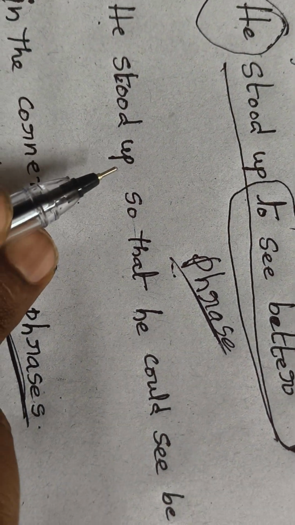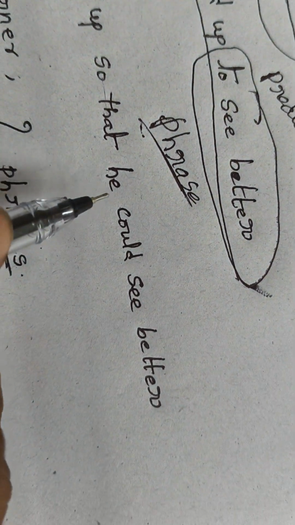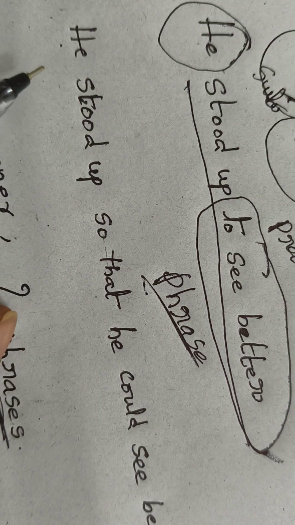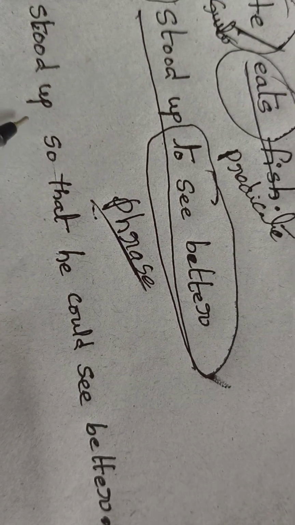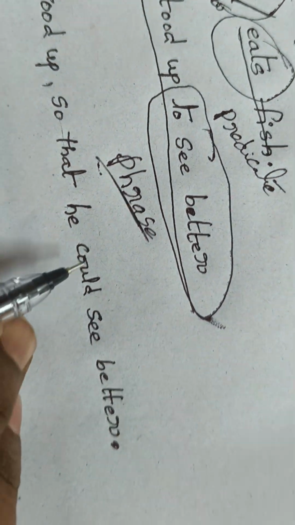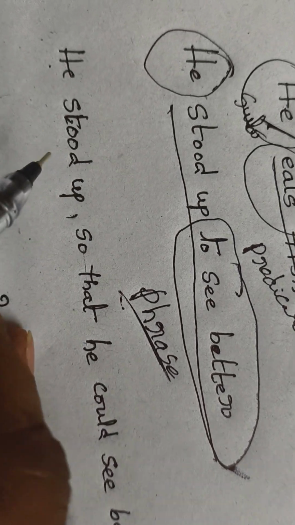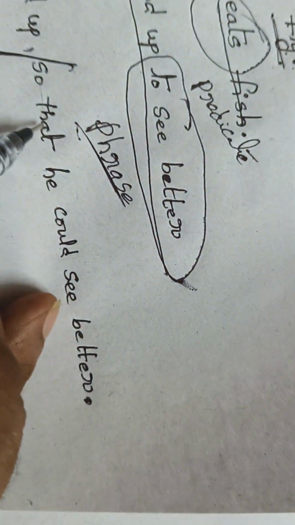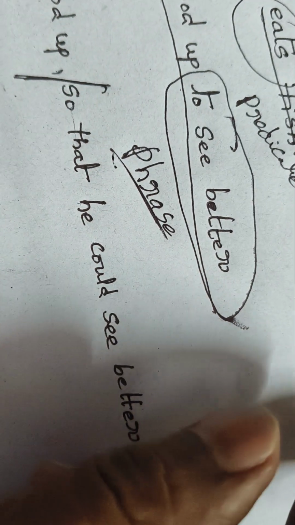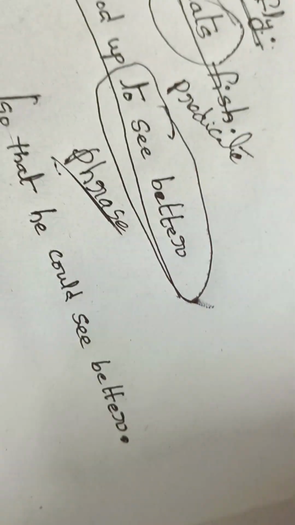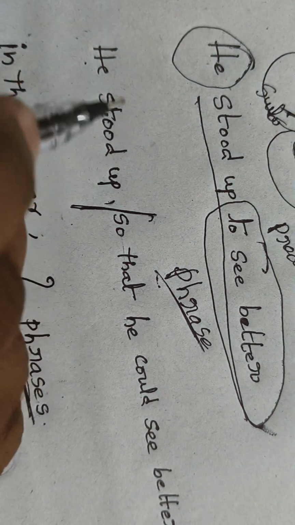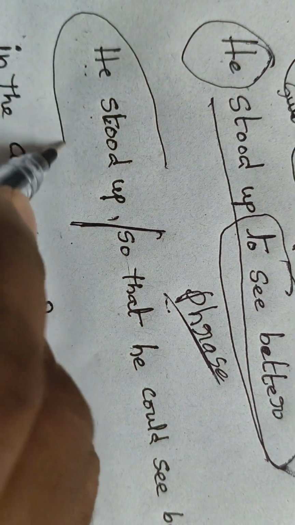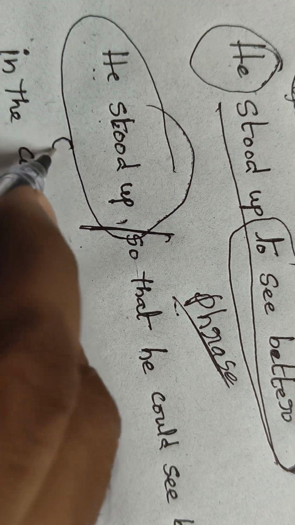He stood up so that he could see better. This is a full sentence. He stood up, comma, so that he could see better. There are two parts in this sentence. He stood up, and so that he could see better. See here, he stood up. This is called a clause.